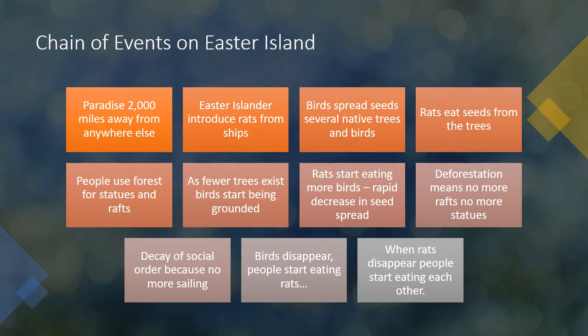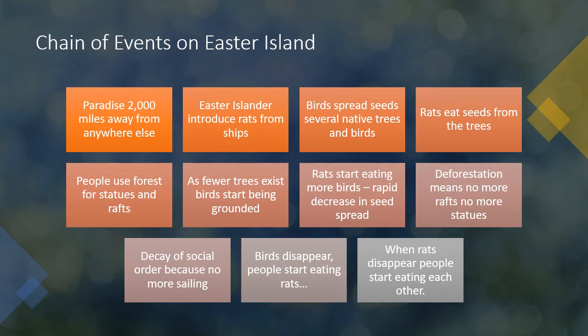The forest is also important because it helps build the statues that Easter Island is well known for, and being able to get the right kind of tools, the rope, and things like that is also a big part of having the forest. As fewer trees exist, this creates a problem because birds have to be more competitive over the tree space, and this leads to more birds being grounded. As those birds become more grounded, the rats start eating more birds, which makes a double whammy for the islanders, who again are not going out as much because they have fewer rafts.